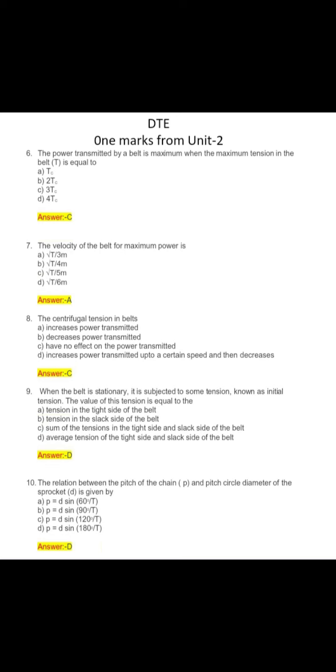Next question: the relation between pitch of the chain and pitch circle diameter of the sprocket is given by, option D, P equal to D sine 180 by T, where T is the number of teeth, D is the diameter of the sprocket, and P is the pitch of the chain.